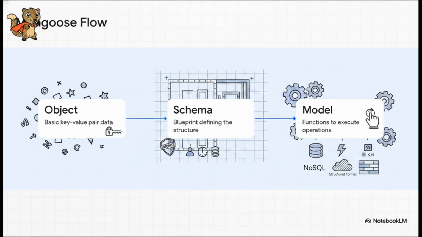First, you start with your basic JavaScript object, just simple key-value pairs. Then, through Mongoose, you define a schema. This is your blueprint. It tells the database, hey, I expect a name, an age, and a salary here. Finally, you wrap that schema in a model. The model is what actually gives you the functional power to perform operations like creating or reading data. It's the best of both worlds. You get the blazing speed of NoSQL with the much-needed predictability of a structured format.